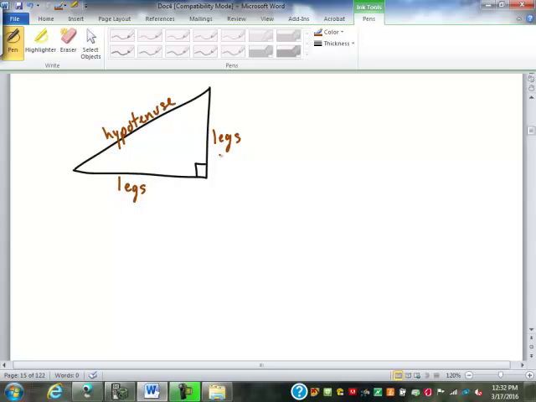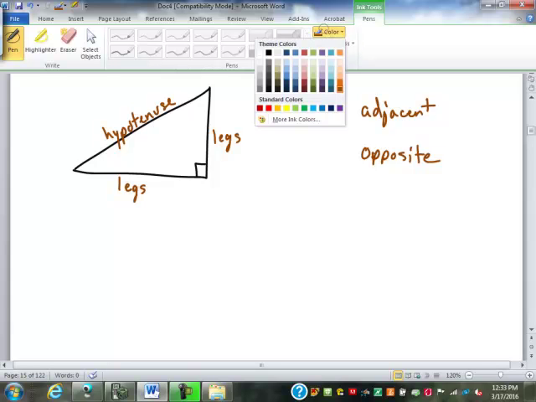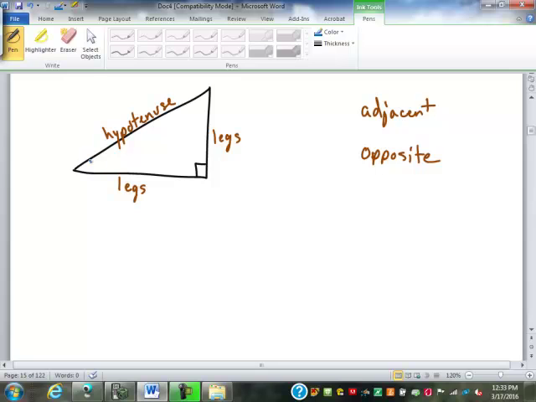Now you mentioned the word adjacent. Somebody else mentioned the word opposite. Those words, adjacent and opposite, are used to describe the legs at times. Because there are two legs, we have to distinguish them from each other. The problem is we cannot name them opposite or adjacent until we know what angle we are looking at. When we're looking at trig, we're either going to be looking at this angle here, call that A, or this angle here, we'll call it B. Until we know which angle we're looking at, we don't know which leg is opposite or adjacent.